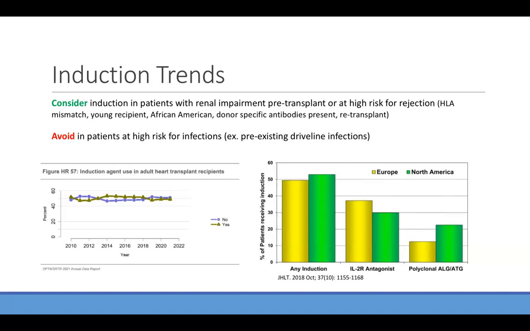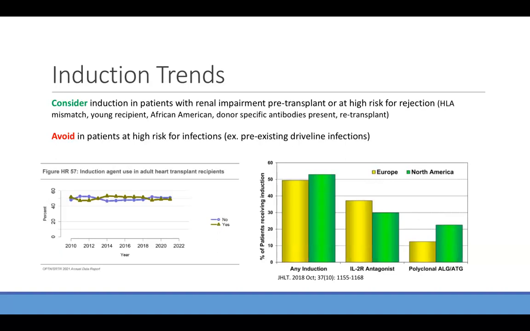And we want to avoid it in patients at high risk for infections, like I had mentioned, with patients with pre-existing driveline infections. The first figure on the left is figure HR57. This is a graph that shows the induction agents used in adult heart transplant recipients, from 2010 to 2022, actually. So this is the most updated I found.